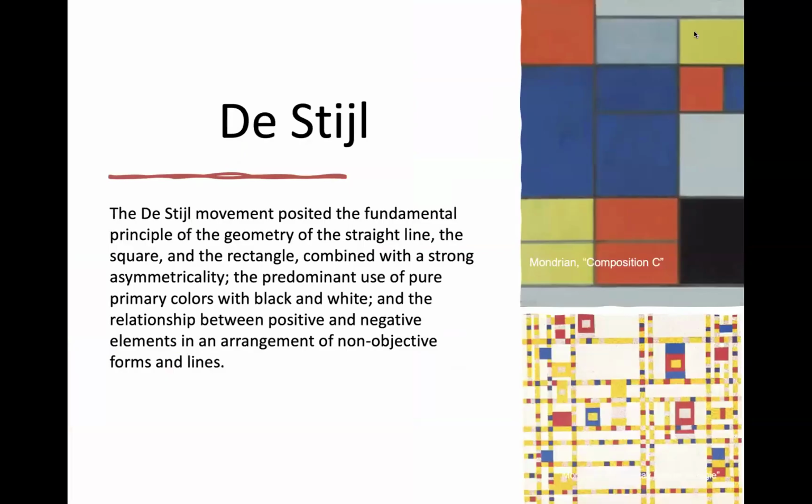This style is a Dutch art movement. It's very fundamental. It has lots of shapes, very geometry heavy. Straight lines are predominant in it. And they use a lot of primary colors that play off of black and white. And it's really used to show the positive and negative elements of art and how they work with each other to create objects and subjects.